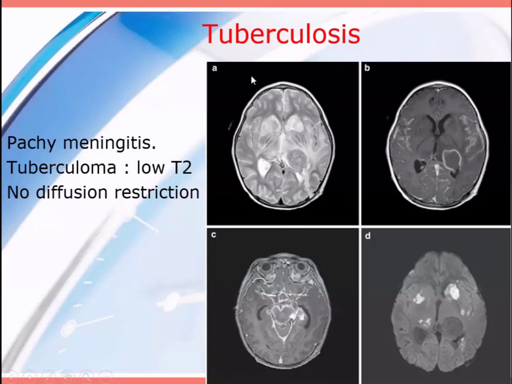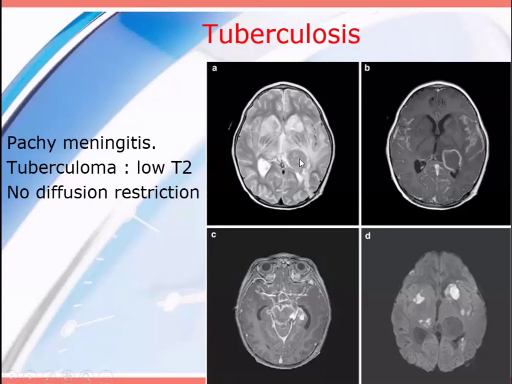What about tuberculosis? In tuberculosis, we have pachymeningitis and also a characteristic appearance of the tuberculoma. What is the characteristic appearance of the tuberculoma? It has a characteristic low T2 appearance. When you see an abscess, it has high T2 internal contents. But here all the granuloma is low in T2.